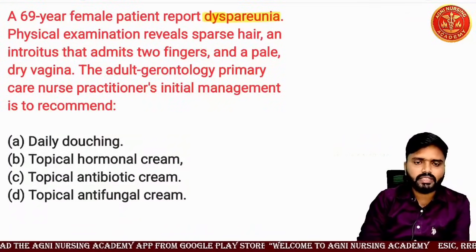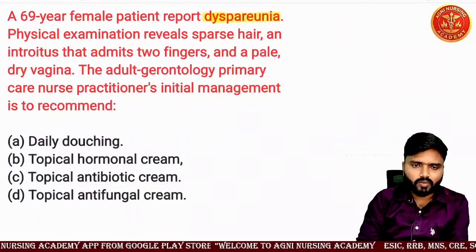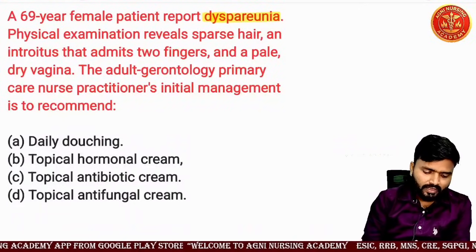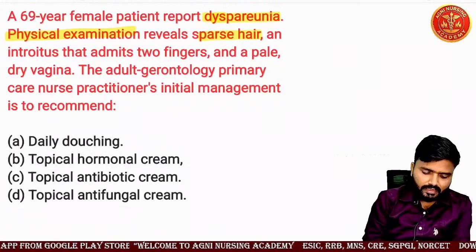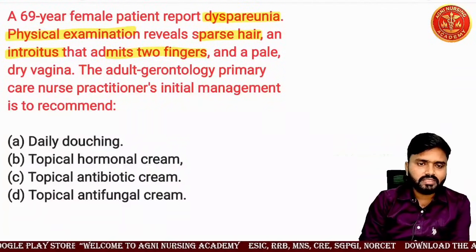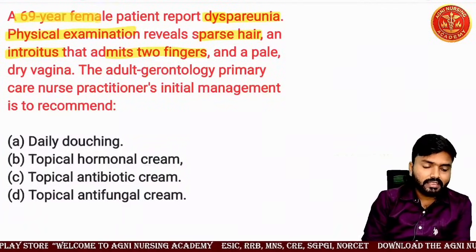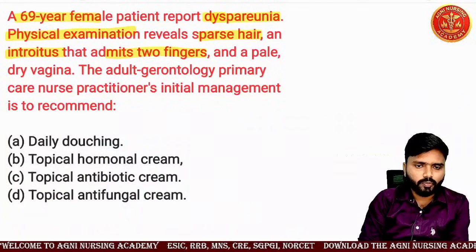What is the meaning of dyspareunia? Difficulty during intercourse we call dyspareunia. Physical examination reveals sparse hair and an introitus that admits two fingers. Please consider here a 69-year-old female patient, a menopausal woman.